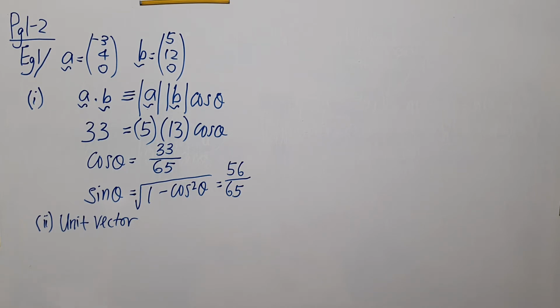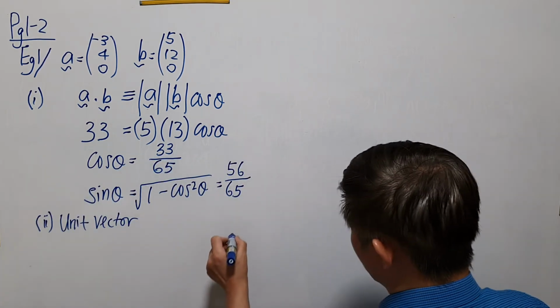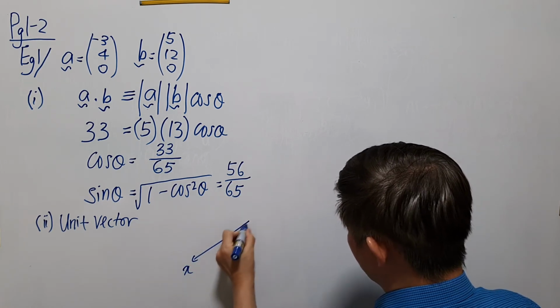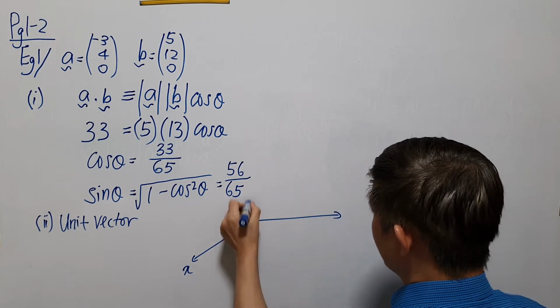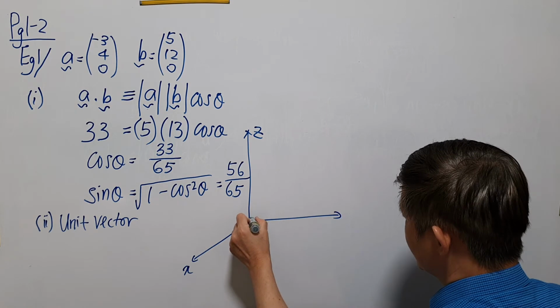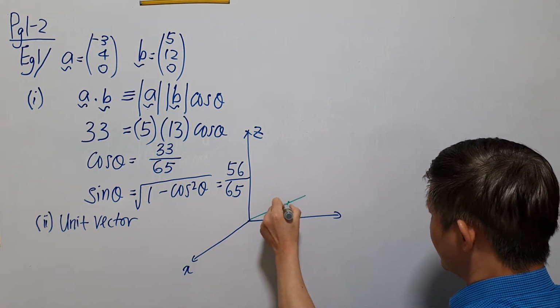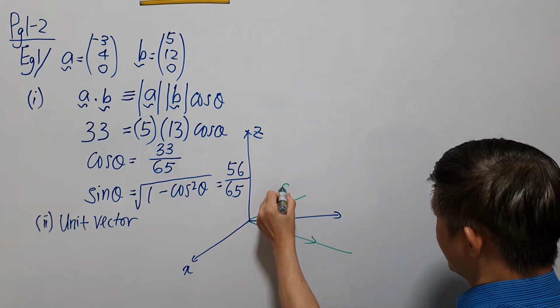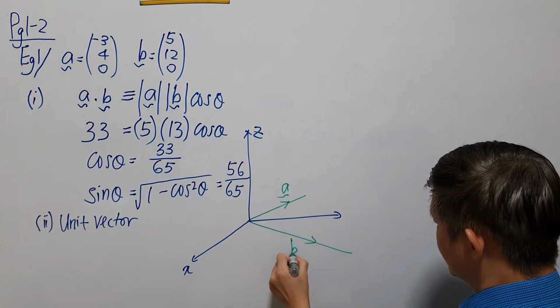How do we do so? Now, you want to recall that in my previous video, I showed you a diagram of how the vectors A and B are aligned. If this is the x-axis, and this is the y-axis, and this is the z-axis, A is a vector that is somewhere here, and B is somewhere like this. This is vector A, and this is vector B.